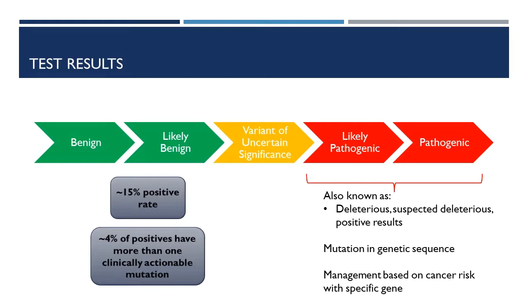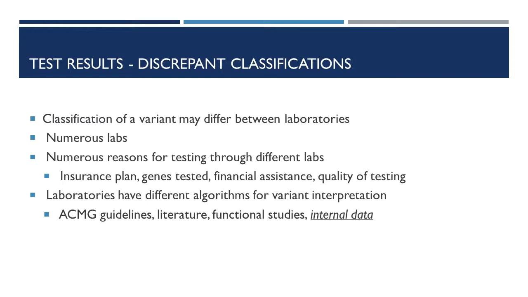The classification of a variant may vary by laboratory. There are numerous labs offering hereditary cancer genetic testing. There are also a variety of reasons why a provider may choose to order from one lab versus another, such as test offerings, insurance, financial assistance programs, and the quality of testing.